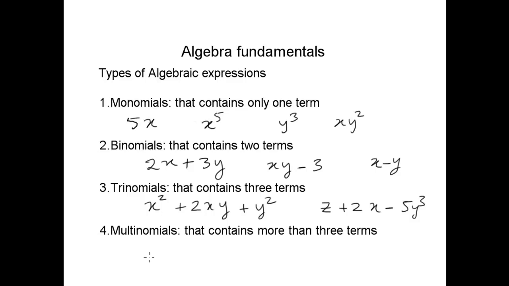Multinomial, as you can guess now, is an expression which contains more than three terms. For example, a square b to the power 3 plus 2ab minus 6 over b square plus 7a over b plus 8. So how many terms do we have here? This is one term, this is a second term, and 6 over b square is a third term, and 7a over b is a fourth term, and 8 is a fifth term. So you have 5 terms here, so there are certainly more than 3 terms. And this is an example of a multinomial.